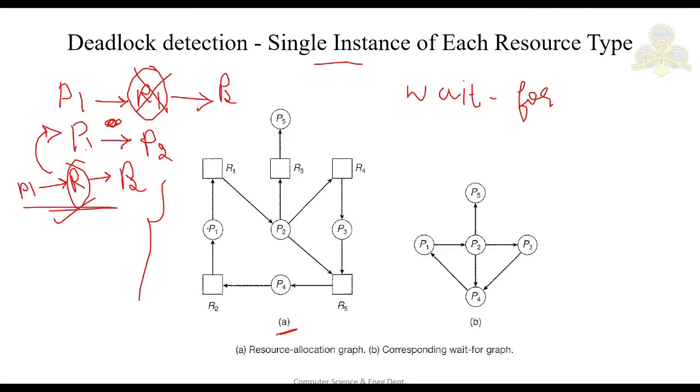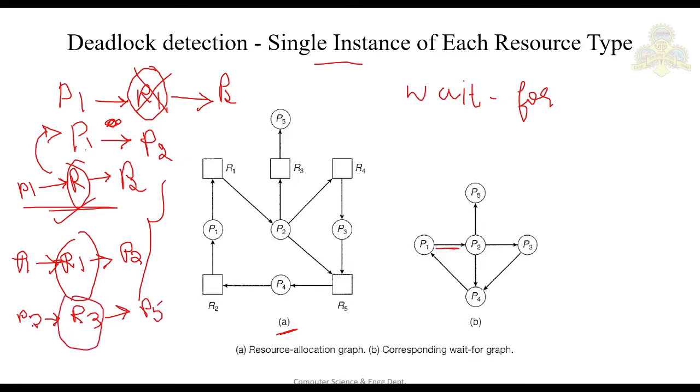So here we can see, P1 is waiting for R1 and R1 is allocated to P2. Now remove this R1, then what will you have? You'll have this one, P1 to P2. This is present. Then we'll consider this one, P2. P2 is waiting for R3, but R3 has been allocated to P5. Now remove this R3, then you'll have an edge from P2 to P5, which is this edge.